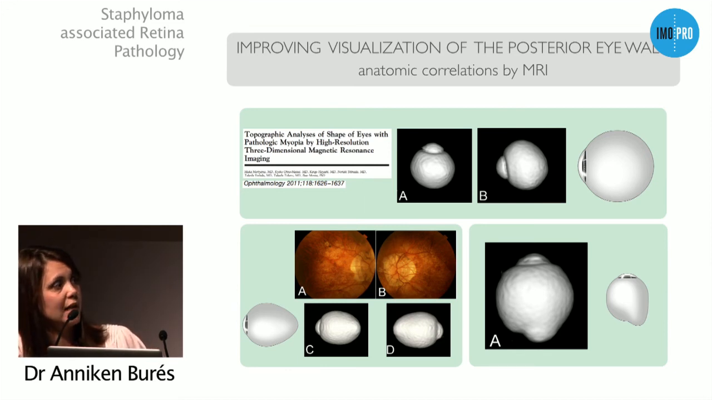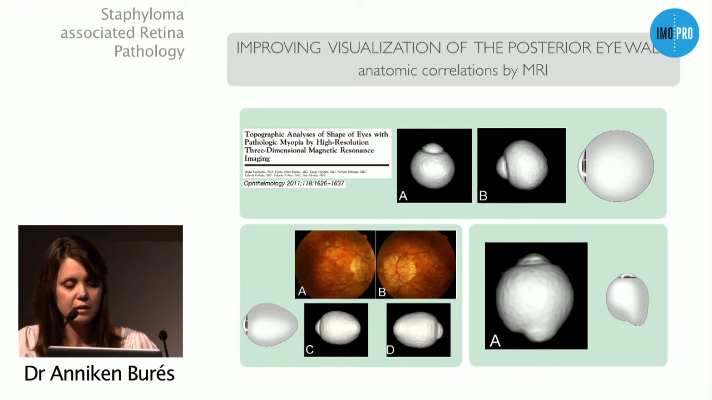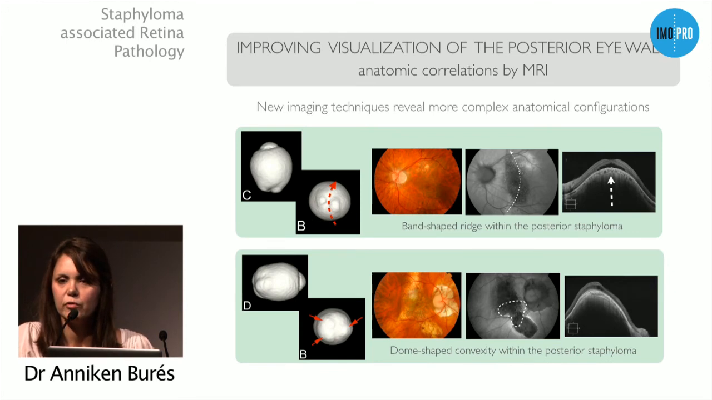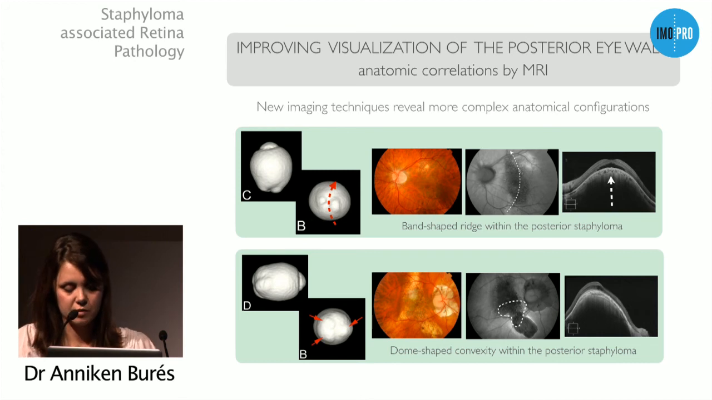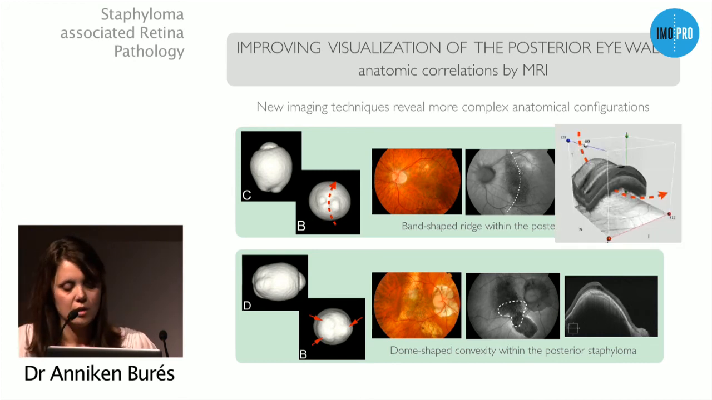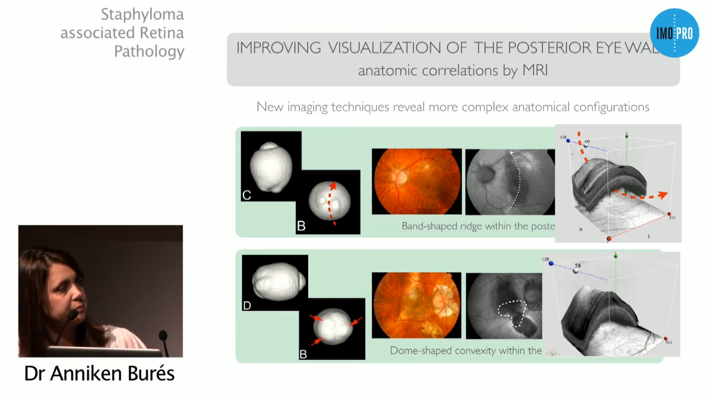This is the normal emmetropic eye, and these are two quite common types of staphyloma, but the posterior staphyloma, of course, can get more complex than that. When two convexities are present, just as in this case, we see that the retina that goes in between adopts this band-shape ridge configuration, as we see here. However, when there are three or even more convexities, the ridge between the staphylomas adopts a more dome-shaped configuration.